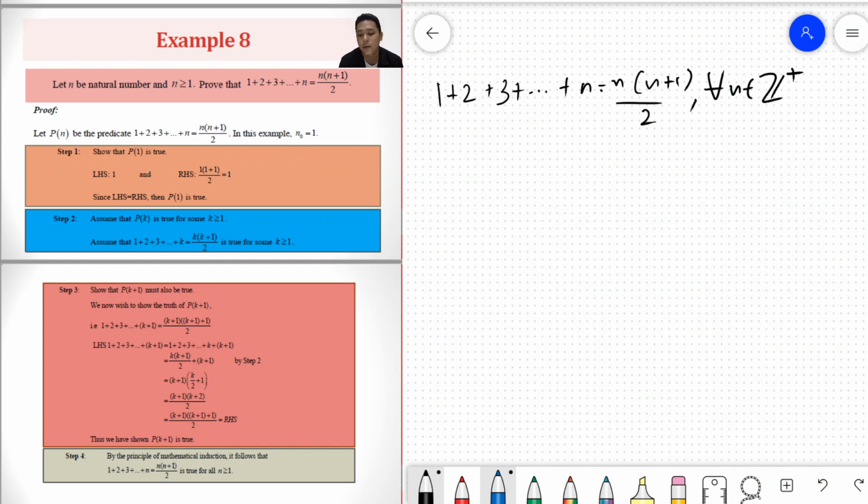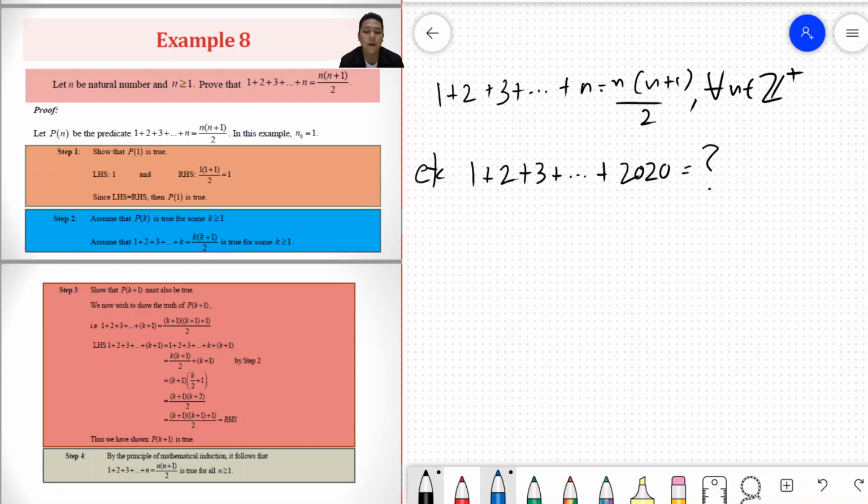Let's look at how to use the formula after we finish proving, by mathematical induction, that the sum of positive integers is equivalent to n times n plus 1 over 2. How to use this formula is quite simple. Suppose I ask you to sum up 1 plus 2 plus 3 up until 2020, for example. What will it be equal to?